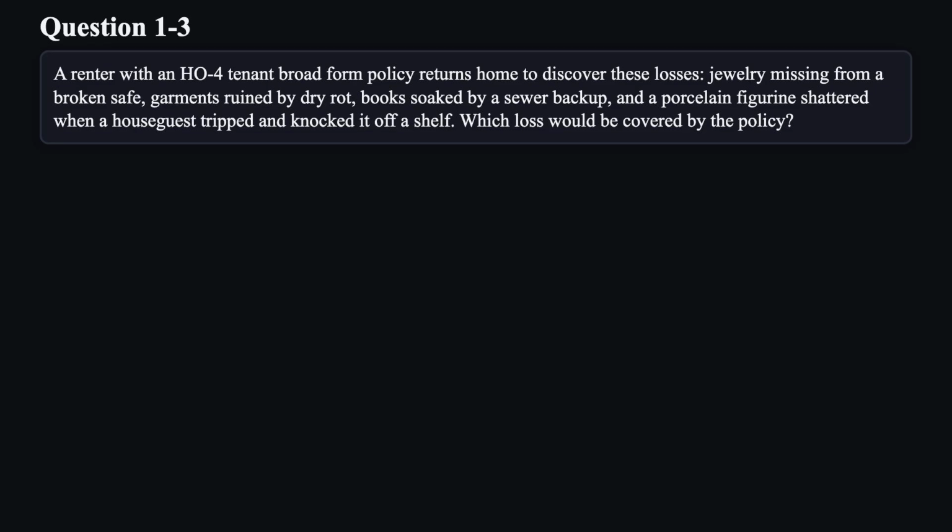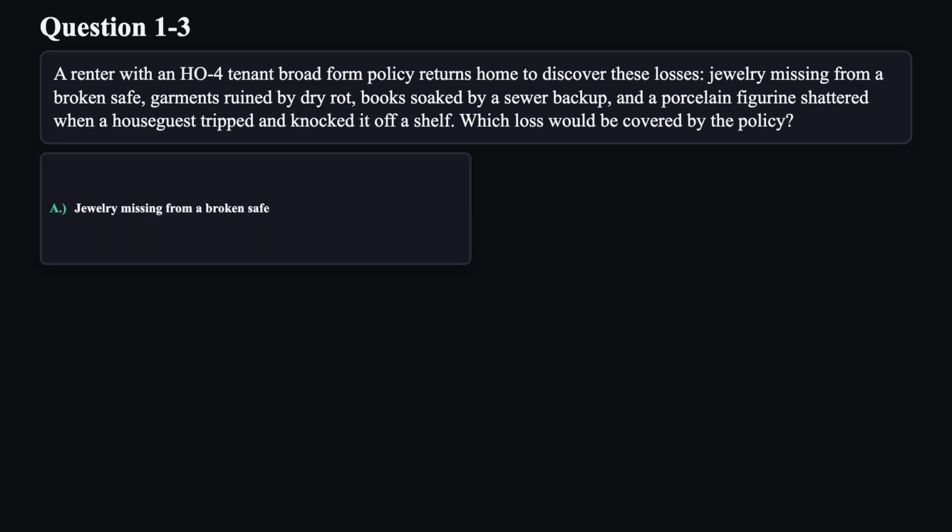Question 3. A renter with an HO4 tenant broad form policy returns home to discover these losses. Jewelry missing from a broken safe, garments ruined by dry rot, books soaked by a sewer backup, and a porcelain figurine shattered when a houseguest tripped and knocked it off a shelf. Which loss would be covered by the policy?